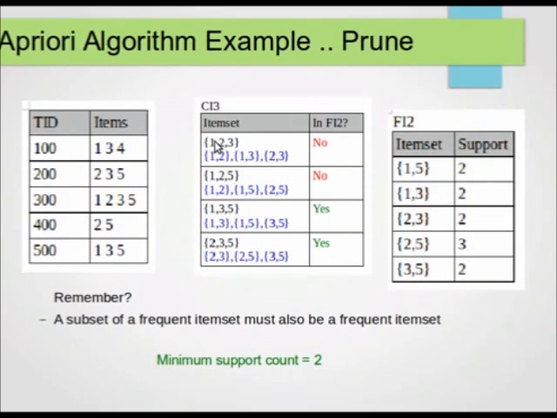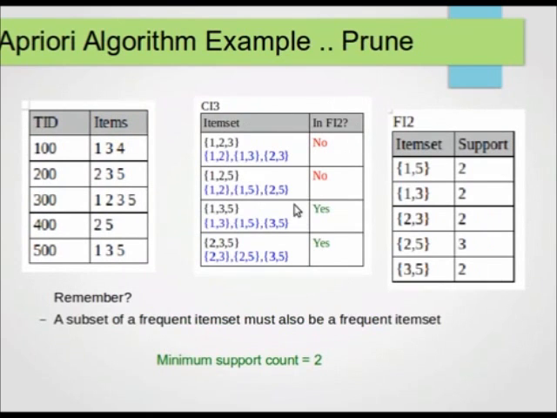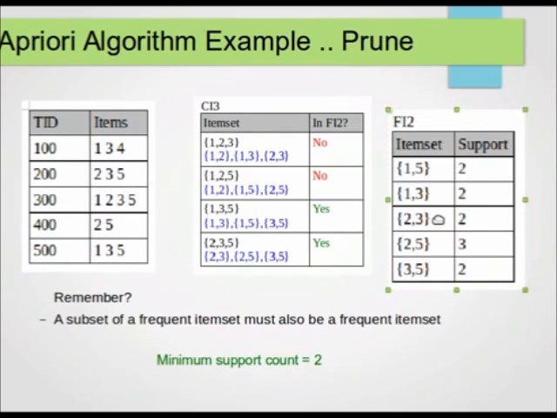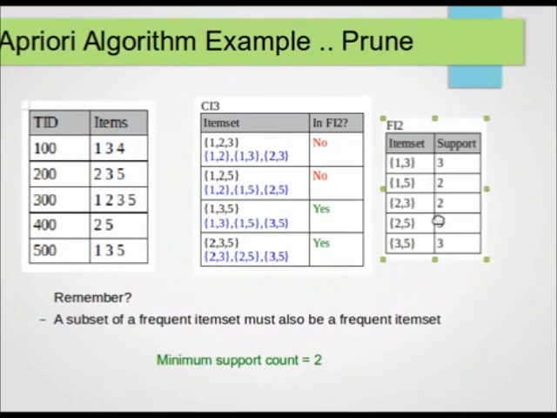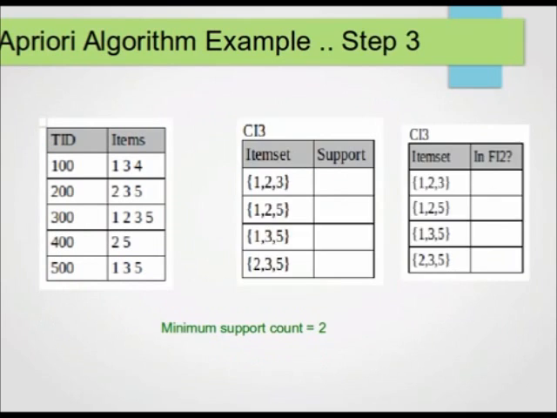So let's have a look at those subsets. For the first item set, we can have 1, 2, 1, 3, 2, 3. For the second one, 1, 2, 1, 5, 2, 5, and so on and so forth. For these 4 of them. Now, we check these, as we mentioned, in the frequent item set. I need to have this in the frequent item set from the previous step. I hope that makes sense. We check each of these in the frequent item set from the previous step.